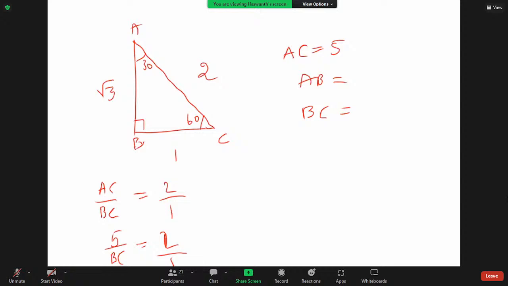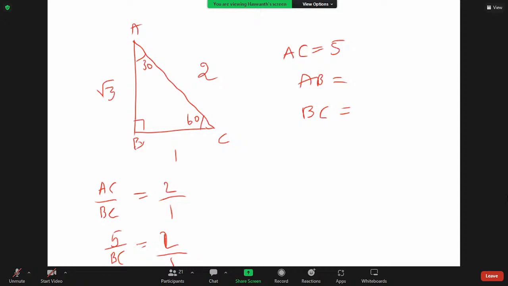But according to the question, AC is not 2. It is given as 5 units. So if it is 5 units, then you have to find out what the values are here. So we have to make this 2 as 5. For that, you can either multiply or divide. Only by multiplying or dividing, you have to make this 2 as 5.